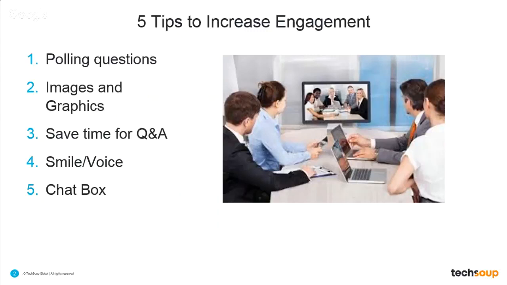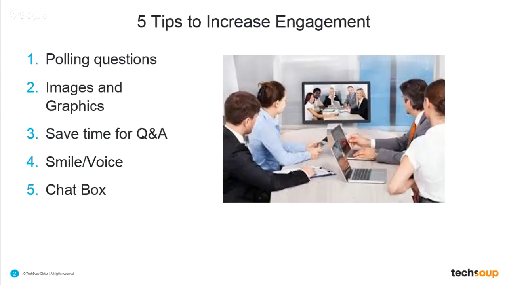One thing to do to increase engagement is to incorporate polling questions. Some platforms automatically allow you to increase polling questions, others don't. They may have some wraparound tools that you can go to increase engagement through asking those polling questions. The second thing is using images and graphics. It is true, a picture is much better than a bunch of words, especially during a webinar. Third thing is to save time for question and answer. It's very important to be intentional about saving time for your audience to ask you questions.